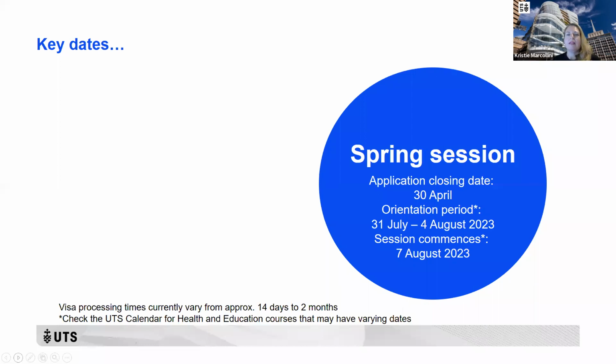Keep in mind that visa processing times are running around 2 weeks to 2 months at the moment, and that's just a wide-range average from what we've experienced for the autumn session we've just completed. If spring session is too rushed for you, you can always defer if you've lodged your application. To defer an application, you would email our office and request deferment.